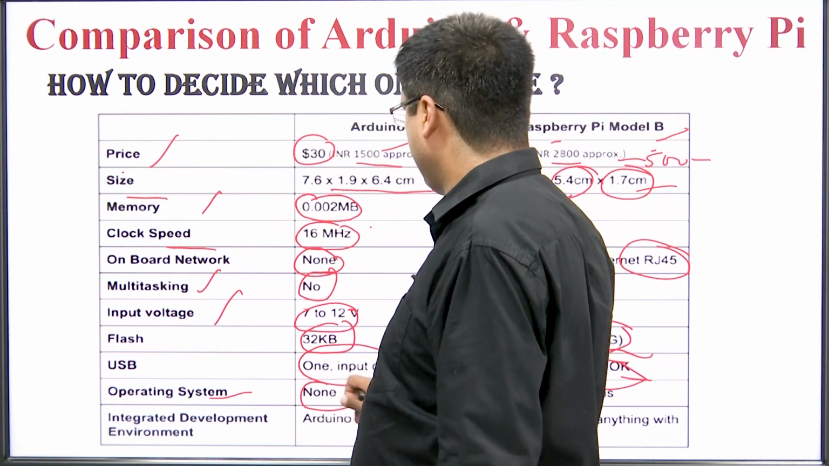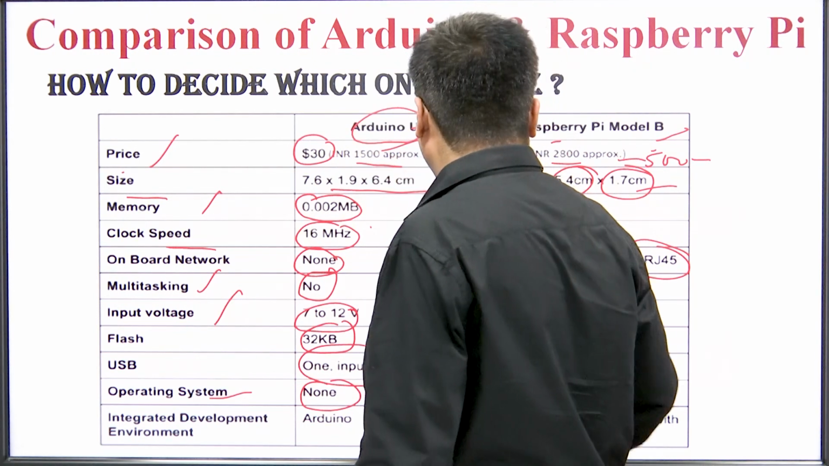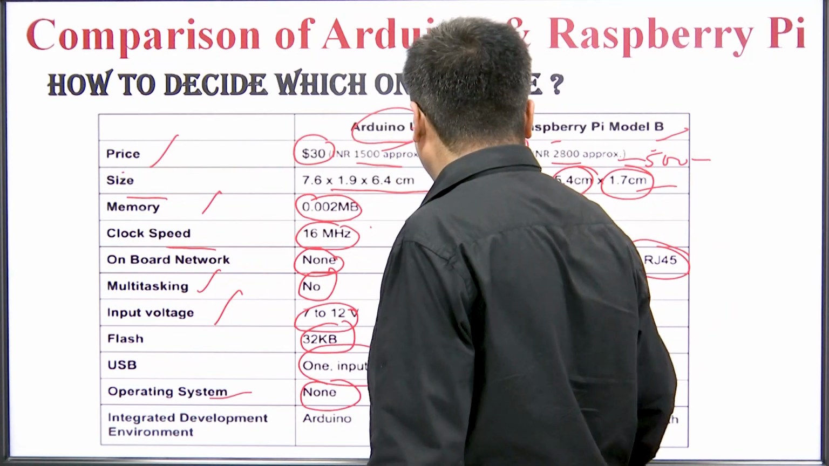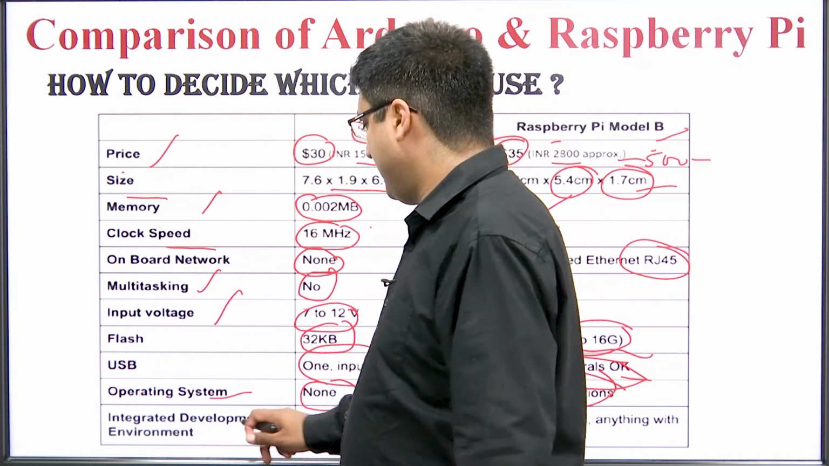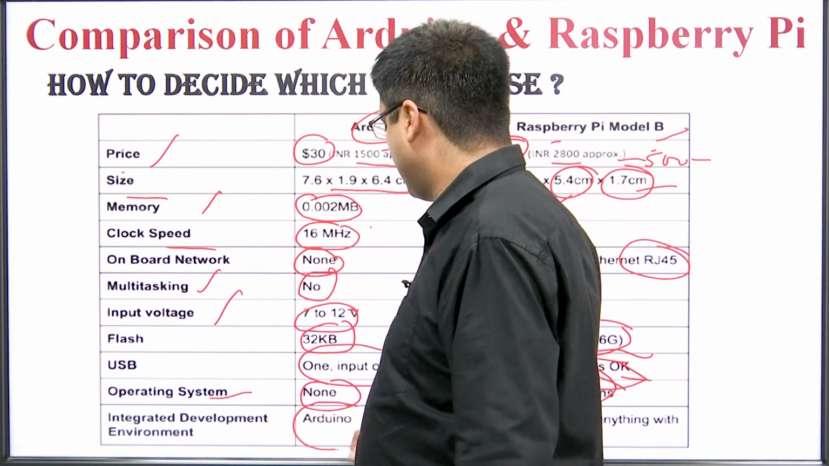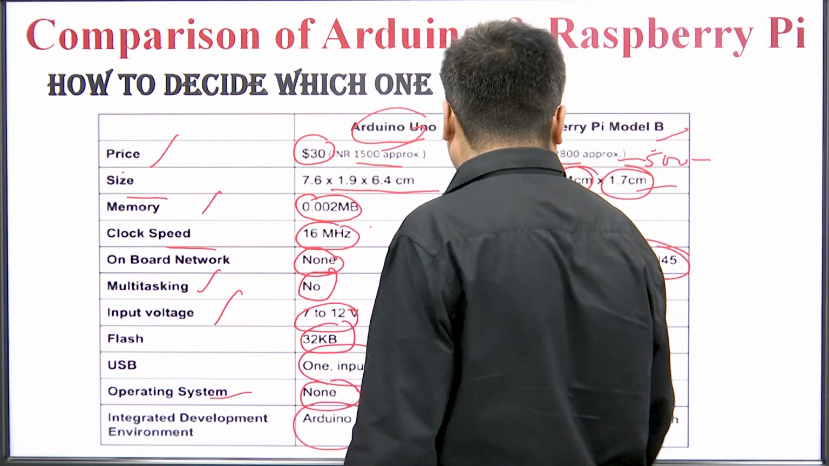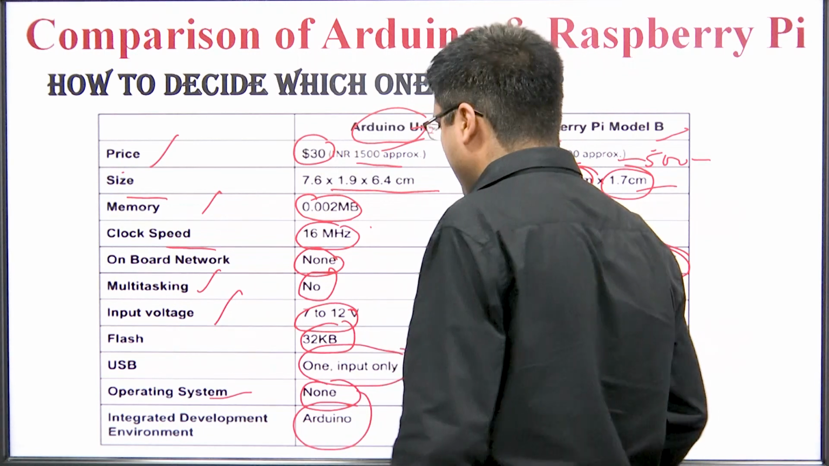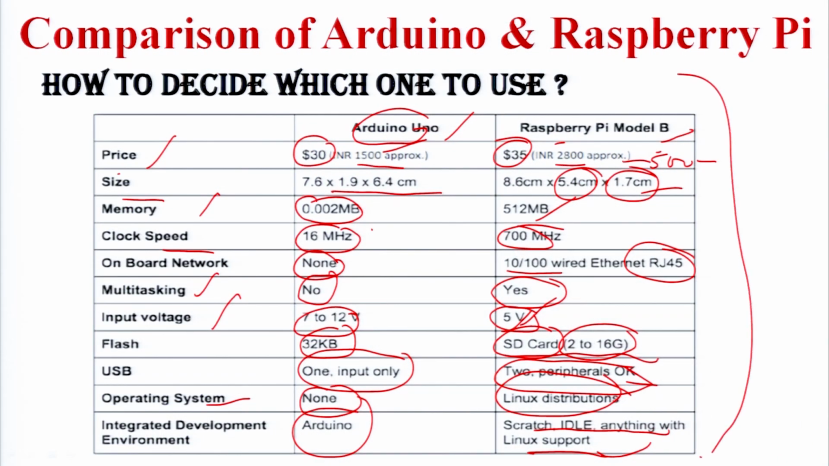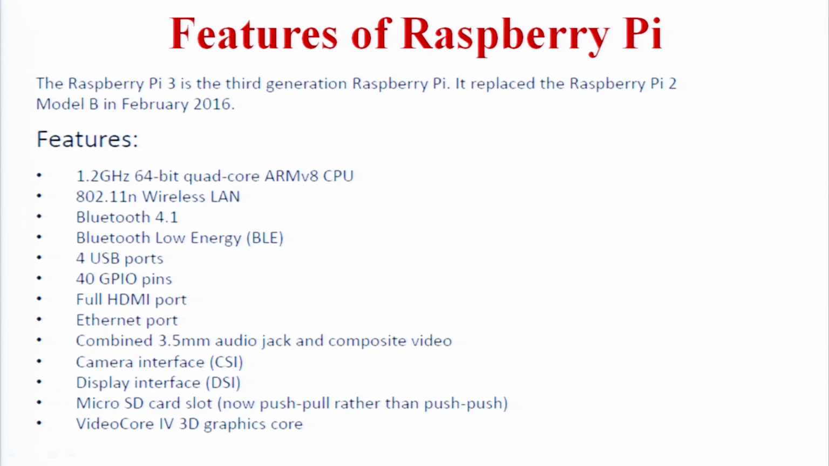Operating system is none in Arduino, it only works on the IDE environment, but in Raspberry Pi there is a Linux operating system. The integrated development environment is available for Arduino, but Raspberry Pi works on Linux, Scratch, IDLE, etc. So, these are the features. You can use your microcontrollers according to the variety of projects. Which microcontroller you have to use depends upon the particular application or project.